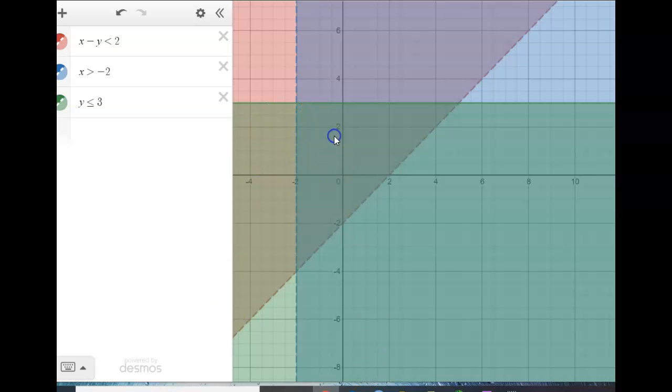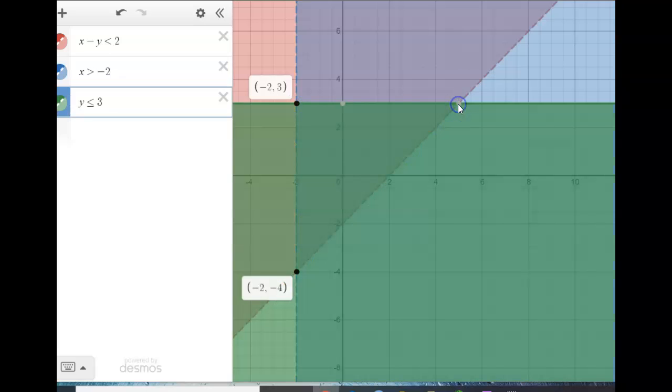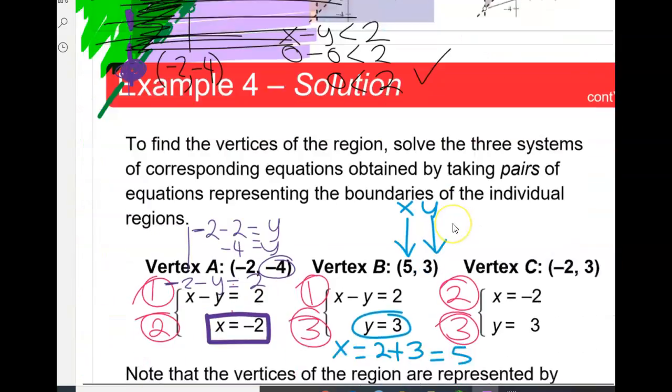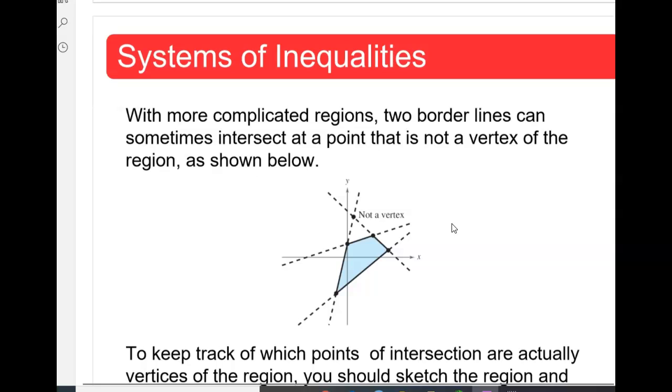So that is another great way to find your solution. You could also check your intersection points or vertices here with Desmos. There you have it. Okay, so let's get back to this.